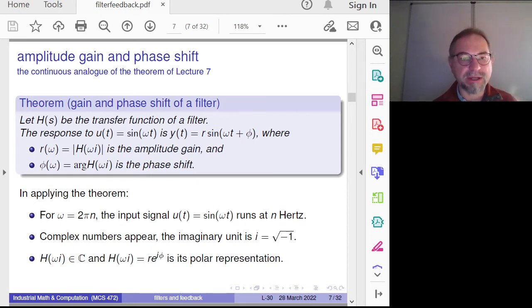So every complex number has a polar representation. So we have the magnitude, how far is the number from the origin, and then there is the angle with respect to the real axis. So we are using the polar representation when we evaluate the transfer function.